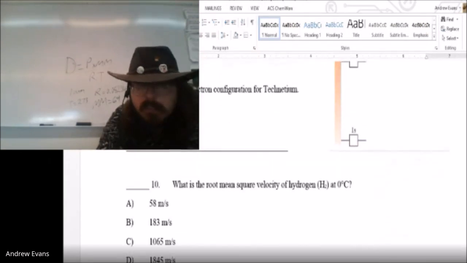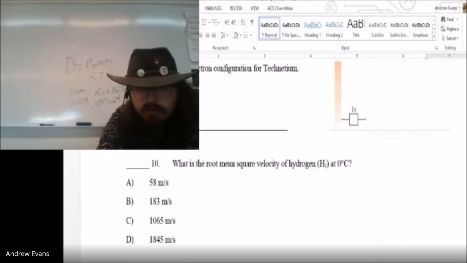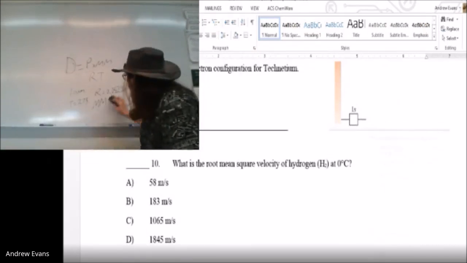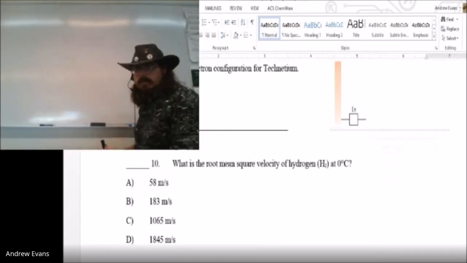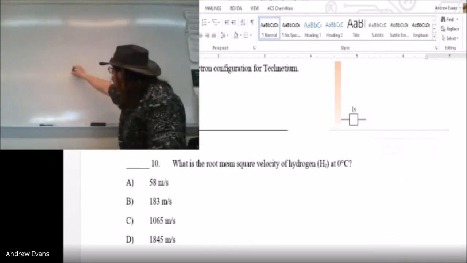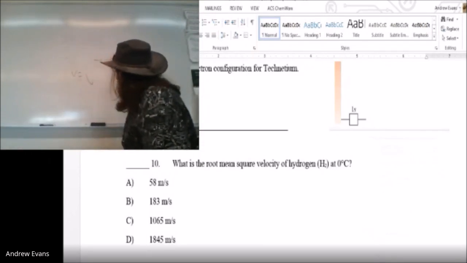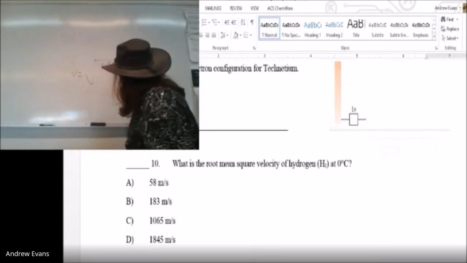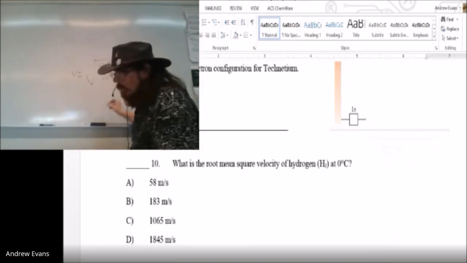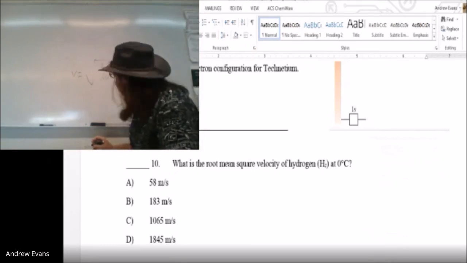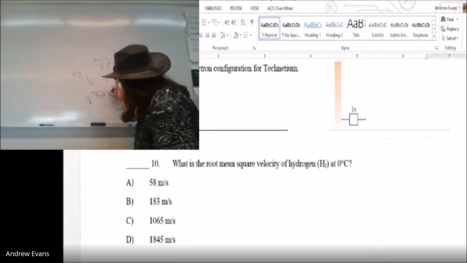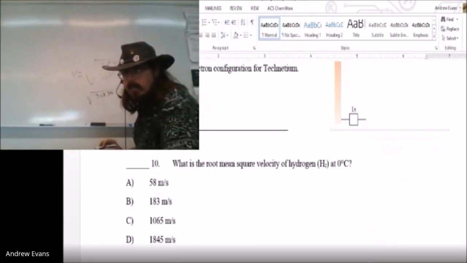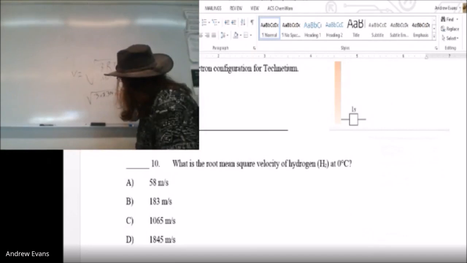Now, I'm not going to ask you to do this one on the test, but what is the root mean square velocity of hydrogen? That time, I told them well in advance to know how to do this. The root mean square velocity is equal to the square root of 3RT over molar mass. 3 things to note. That R needs to be 8.314. Temperature needs to be in Kelvin, so 273.